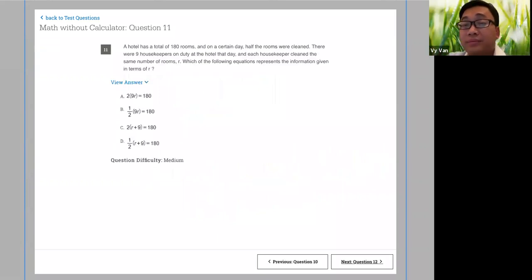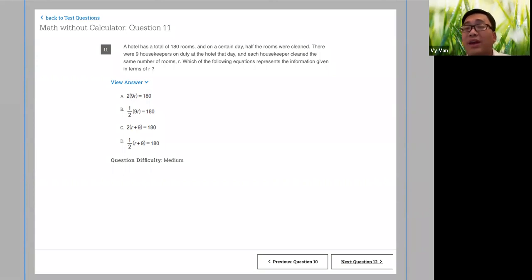Number 11. So this is a word problem. So let's see what all the information they are giving you. A hotel has a total of 180 rooms. On a certain day, half the rooms were cleaned. There were 9 housekeepers on duty at the hotel that day, and each housekeeper cleaned the same number of rooms, R.